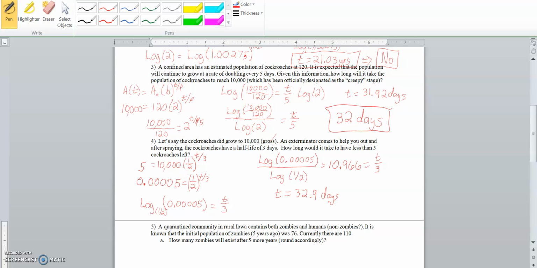Days, or again, in the spirit of reality and rounding, nobody will say, well, in 32.9 days, you will have achieved less than 5. So the question is, do you round up or do you round down? After 32 days, you would still have more than 5 cockroaches because you're halving your population every time. So in this case, again, we have to round up. So 33 or more days.